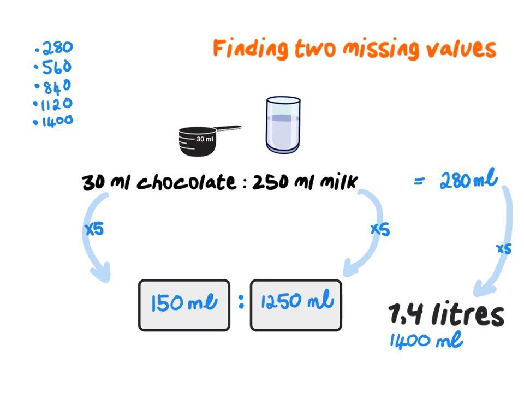So finding 2 missing values is pretty much the same as finding 1 missing value, but in this case we call it sharing because we have a total that we need to share in a specific ratio.